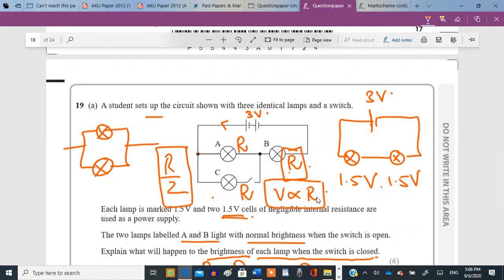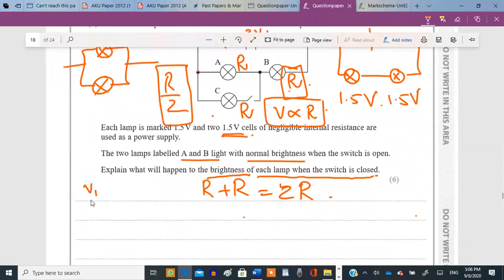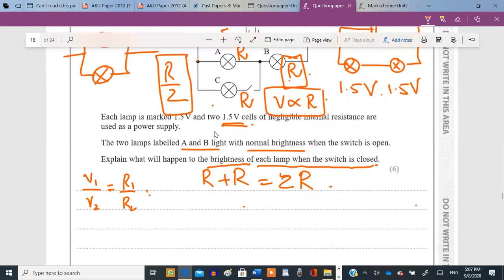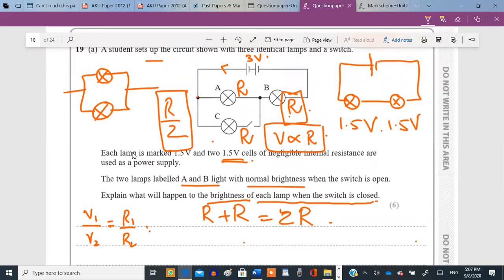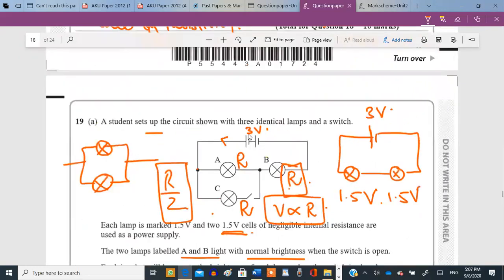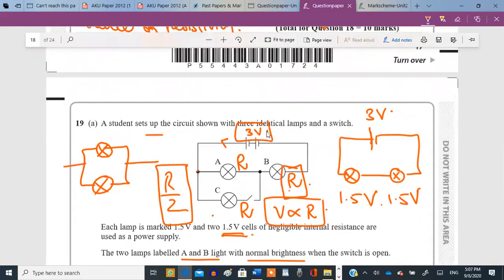So voltage is actually proportional to the resistance. So now the resistance is R upon 2 for this combination and it's R for the B. Then that actually means we can use the ratio method to calculate the voltage drop across both of them, right? So the formula is going to be V1 upon V2 equals R1 upon R2. You can use this method. So let's assume V1 to be the total voltage and V2 to be the total resistance. What's the total resistance? It's going to be R upon 2 plus R, right?